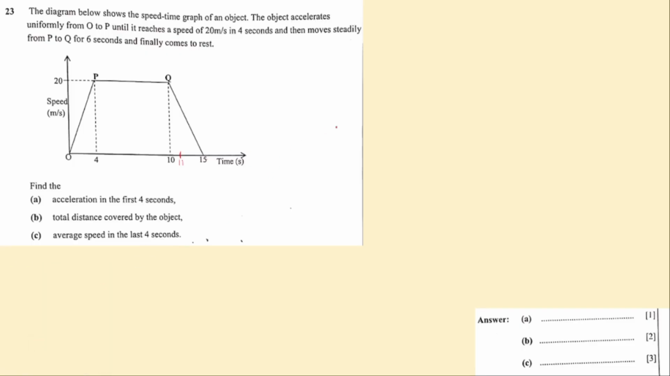So what they want us to find is the average speed in the last 4 seconds. So we know that average speed is given by the total distance covered in the required time or in the required interval over the total time taken in that interval.